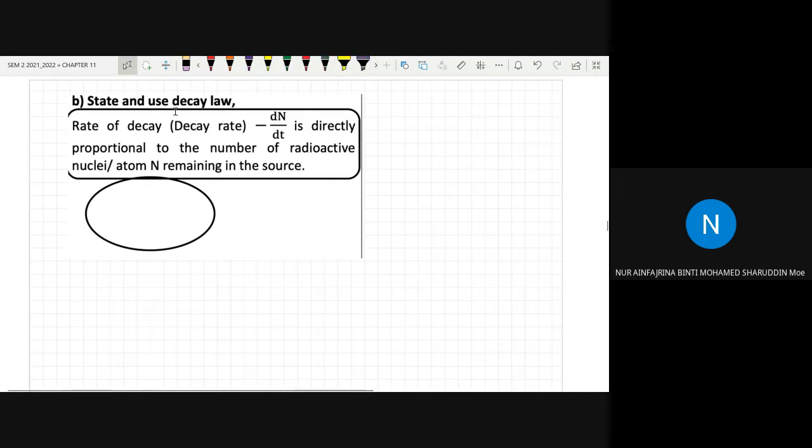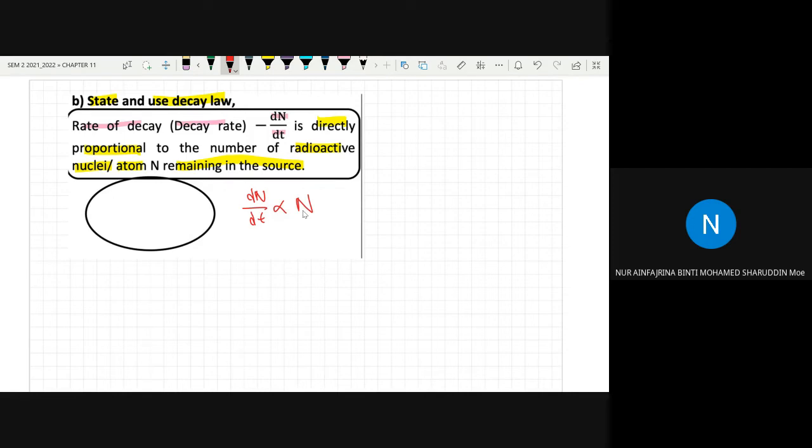Okay, so the next one is state and use decay law. The rate of decay, or what we know as the decay rate, dN/dt, is directly proportional to the number of radioactive nuclei or atoms remaining in the source.